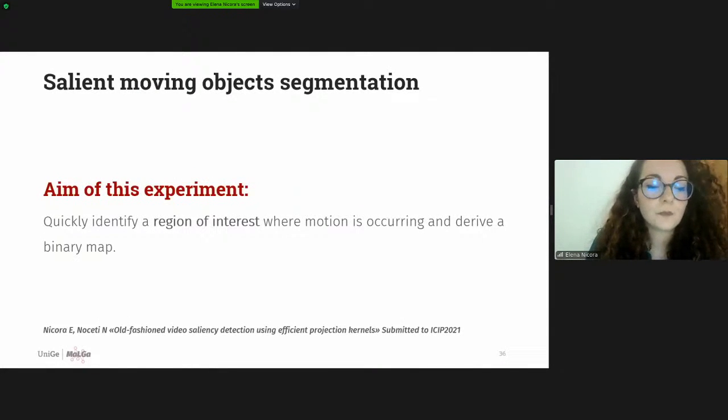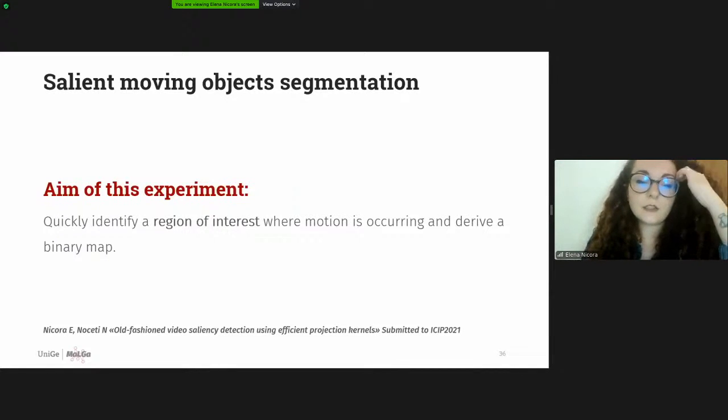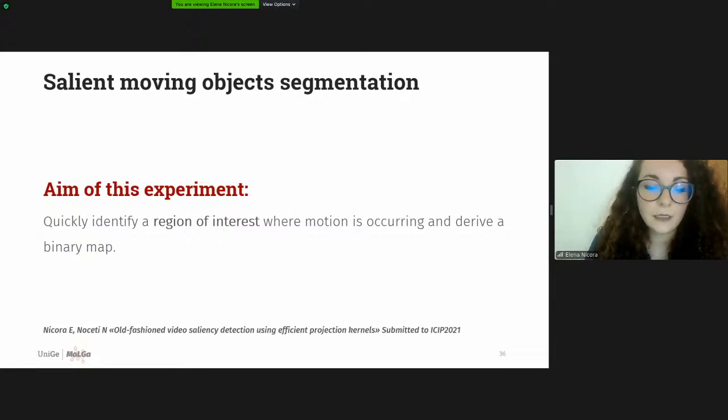So since we have this way of highlighting the motion, so we have all this kind of information about motion, we thought that we can quickly identify this region of interest where motion is occurring. And saliency detection is not a trivial task.